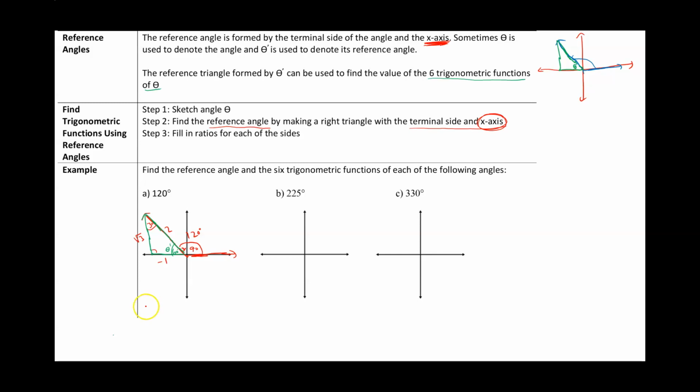Okay, so let's find the 6 functions. Sine of 120 is going to be the same as sine of theta prime. So sine of theta prime is going to be opposite over hypotenuse, which is going to be radical 3 over 2. Cosine of 120 is going to be cosine of theta prime, which is going to be negative 1/2, adjacent over hypotenuse. And then tangent of 120 is going to be opposite over adjacent, so that's radical 3 over negative 1, which is just going to be negative radical 3.